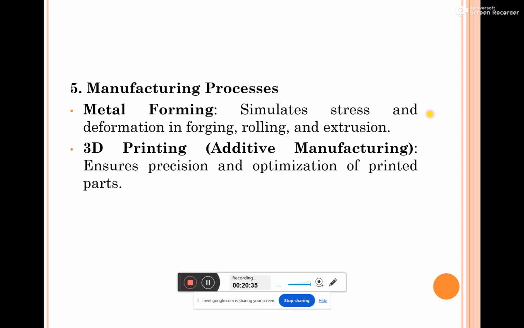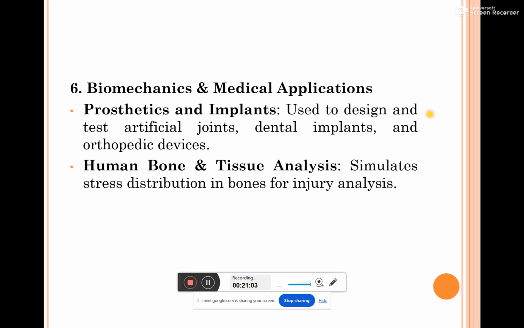And different stress deformations that may happen during forging, rolling, and extrusion, because these are metal deformation processes. During the deformation, how the stress distribution is happening, such things we can find out. And additive manufacturing and 3D printing also can use this FEA analysis or FEM method.